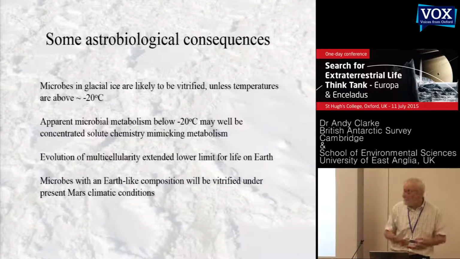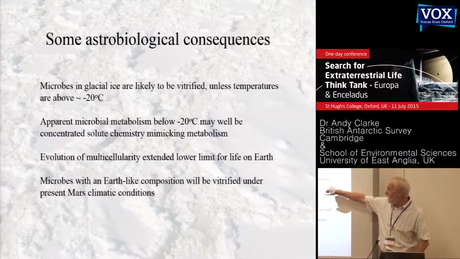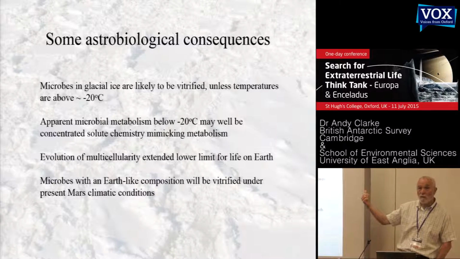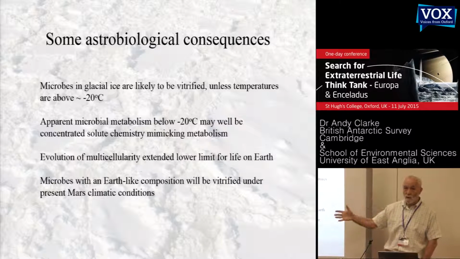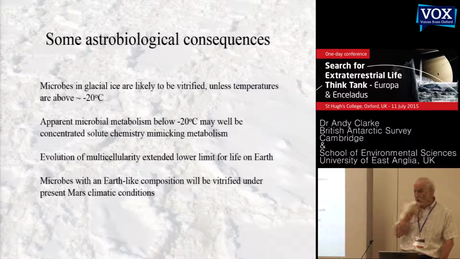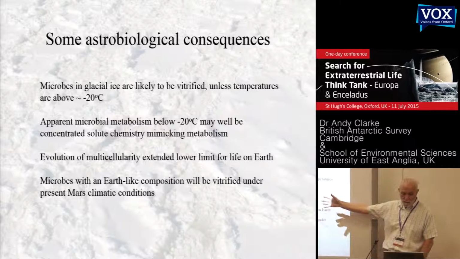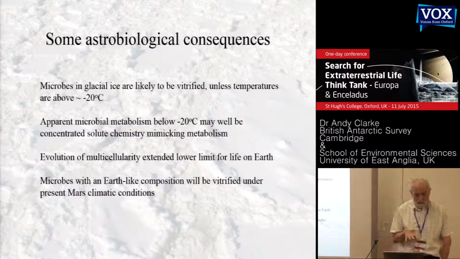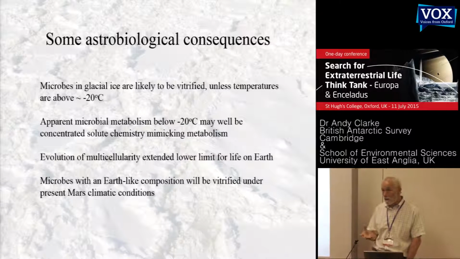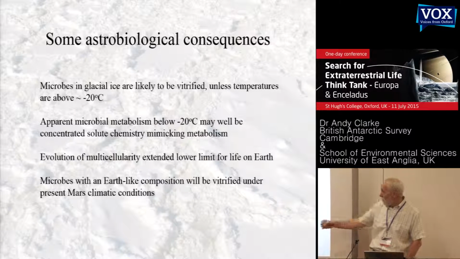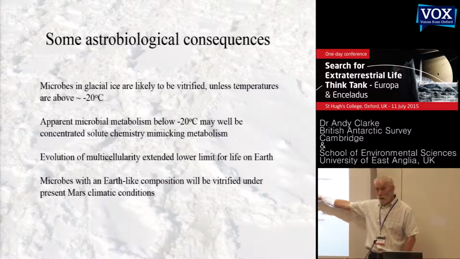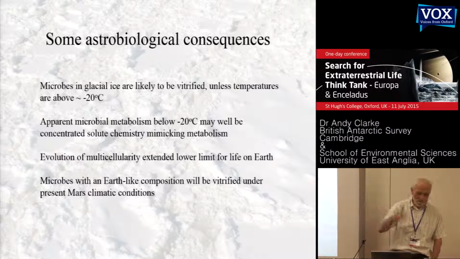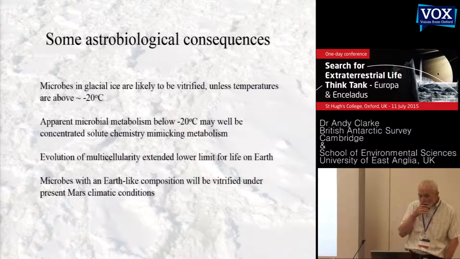But we can say in general terms that if you are a microbe in glacial ice, you're likely to be vitrified unless you're above minus 20, which you will recall from the previous graph is the temperature below which we do not observe any microbial growth. There are reports of apparent microbial metabolism in ice below minus 20, but you cannot rule out under those circumstances concentrated solute chemistry which is mimicking metabolism. And there is actually isotopic evidence that suggests very powerfully that the observations of apparent metabolism below minus 20 are actually not metabolism, they're chemistry. Chemistry is, of course, metabolism is just chemistry.